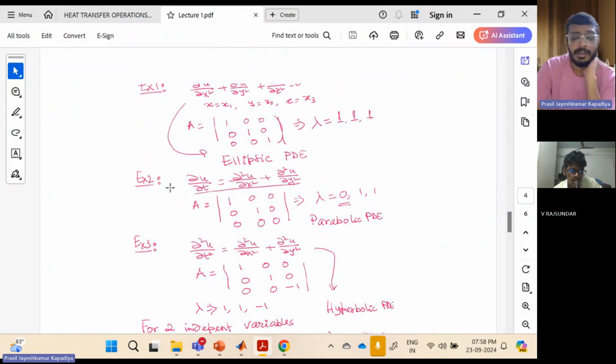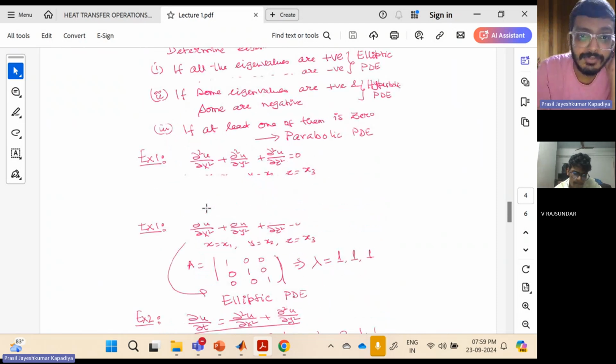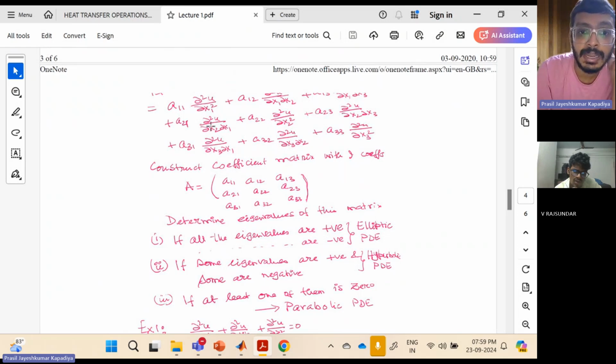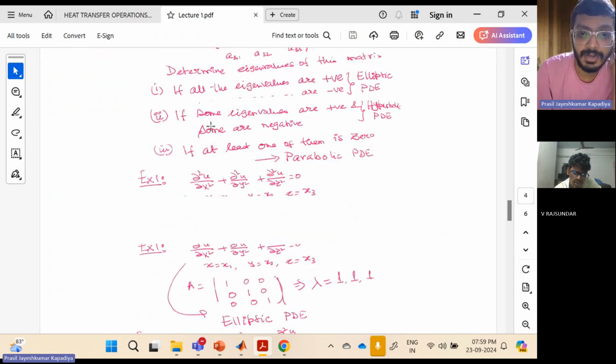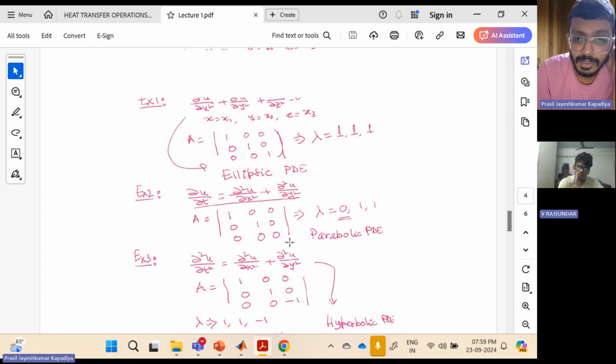Now see this example. Del u by del t is equal to del square u by del x square plus del square u by del y square. The del square u by del x square term has a coefficient of 1, and the del square u by del y square term also has a coefficient of 1. But for del u by del t, there is no second-order term where we can define this. We have terms like del 2 u by del x square, not del u by del x kind of terms. So the coefficient for t will be 0. For this kind of equation there is at least one 0, so this is called parabolic. Whenever you have an equation with del u by del t, it will always be parabolic. That's how you remember it.